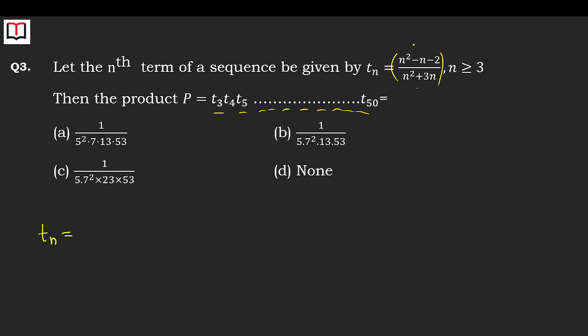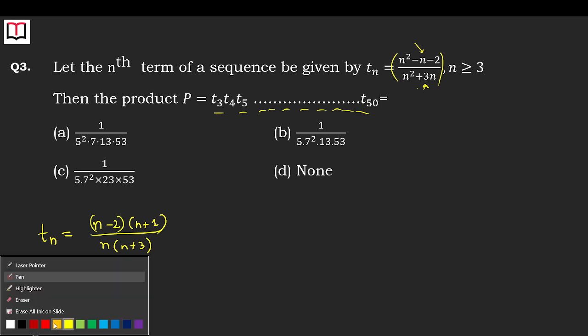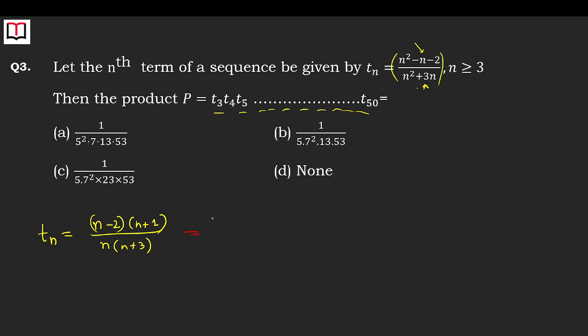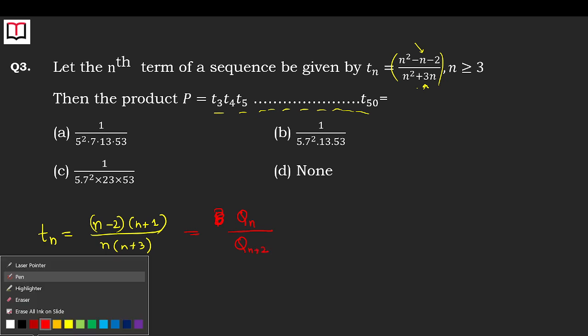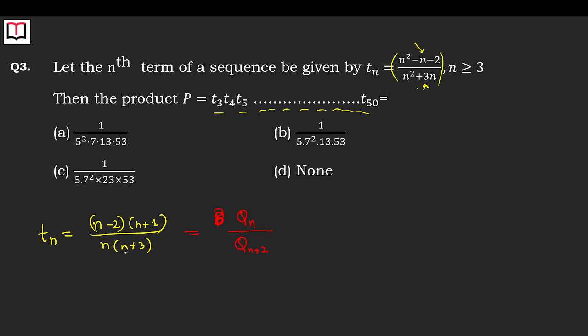How, why am I saying it? Because it's clearly visible that both numerator and denominator are factorizable. So in numerator it is n minus 2 into n plus 1, whereas in denominator it's n into n plus 3. Okay, see, look at here very carefully, bachcho. If I write this numerator as qn, isn't the denominator qn plus 2? All of you agree or not, bachcho? Isn't that? Replace n by n plus 2, we get the denominator. So it's a ratio of two terms of the same sequence but not consecutive, with a gap of 2. Okay, n at term, n plus 2 at term.